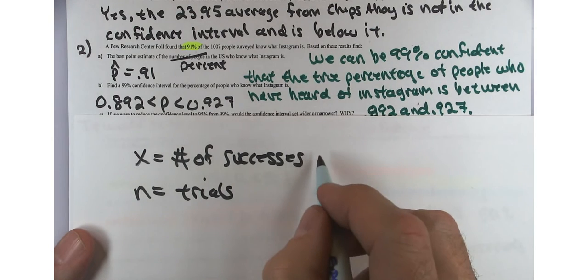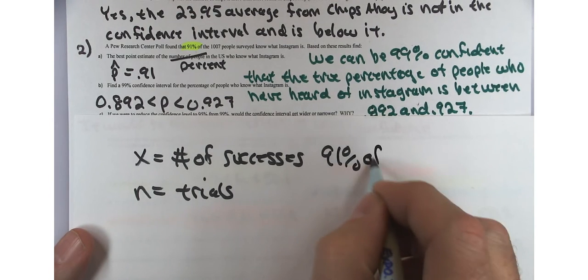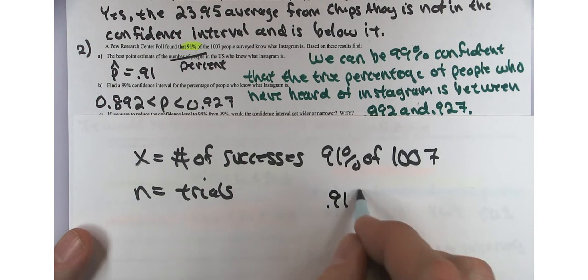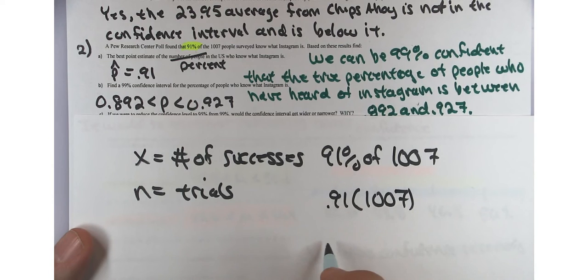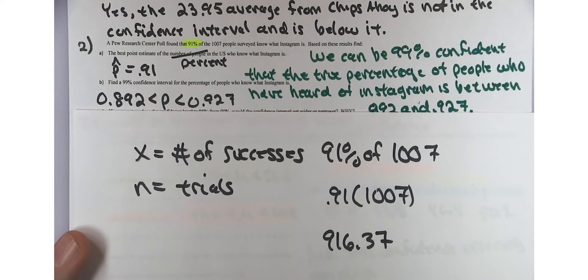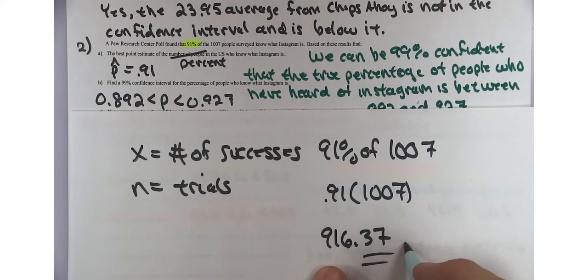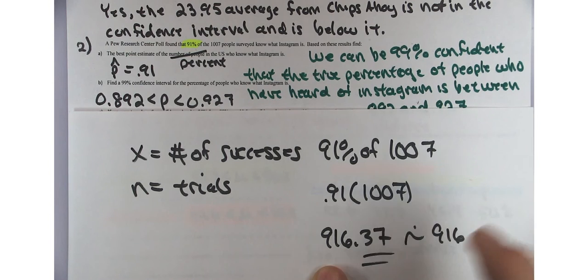Our number of successes is 91% of 1,007. And when you do that, well, that's 0.91 times 1,007, and that'd be 916.37. There's a problem. If you try and put that in StatDisk, it's not going to like it because this isn't a valid input. You can't have 0.37 of a person knowing what Instagram is. So the best thing to do is to go with the fact that this is approximately 916. We're going to go with the nearest integer in this case.